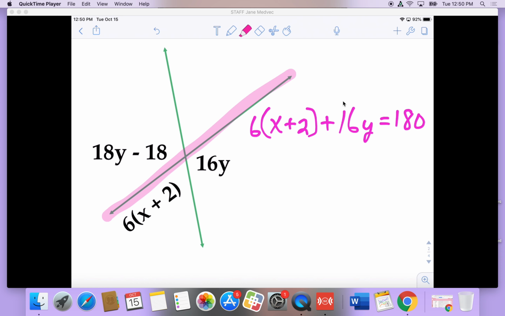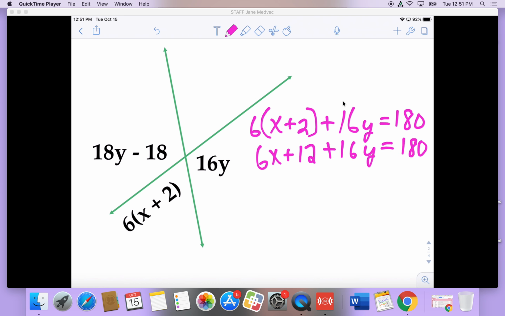Okay. So if I wanted to solve for x and y, what would be the first step that we would do on this? Yeah, distribute. So we can distribute. 6x plus 12 plus 16y equals 180. What would be the next step? Subtract 12. 6x plus 16y equals 168.